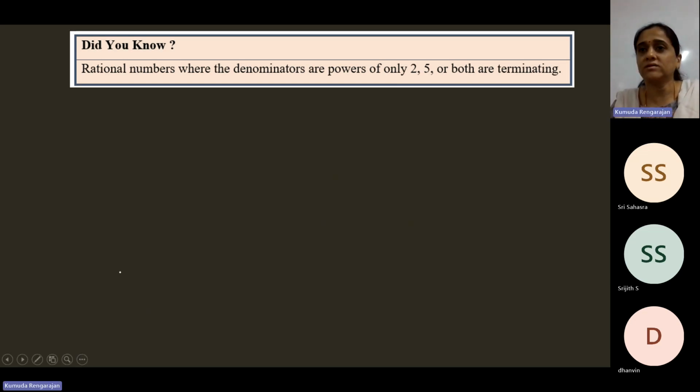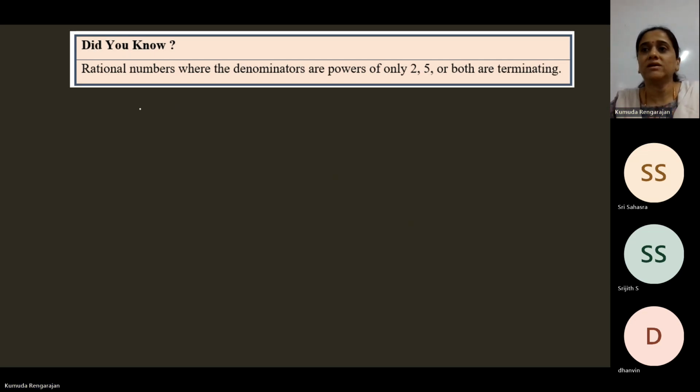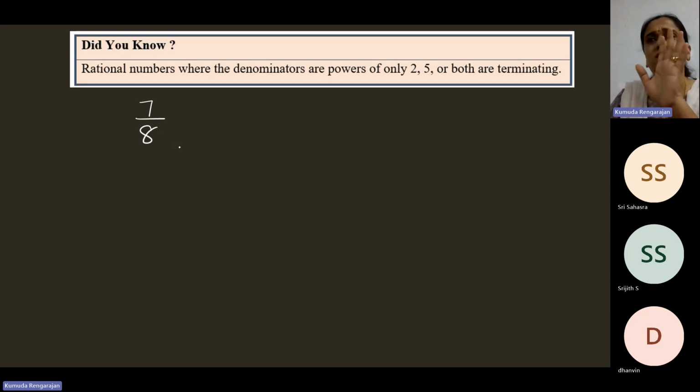Okay, look at this fact. Rational numbers where the denominators are powers of only 2, 5 or both are terminating. I'll give you examples to understand this. Now, supposing we have this number 7 by 8. Listen carefully.